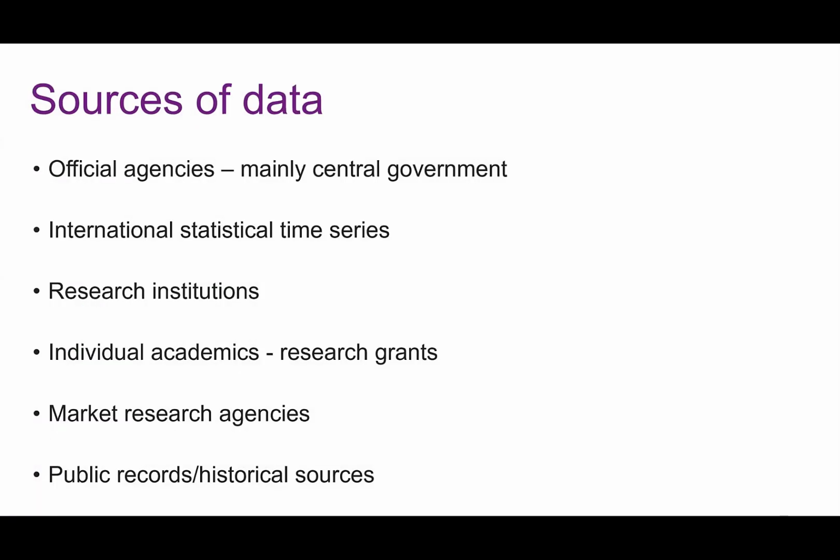Where does it come from? Again, that varies depending on the data type. And some of the sources that you see here, including the agencies in the statistical time series, those clearly are the main sources for quantitative data. Most of our qualitative and mixed data comes through individual academics through their research grants. And of course, we also hold some originally paper-based public records and historical sources, including things like the census.